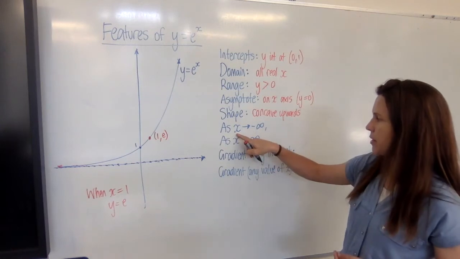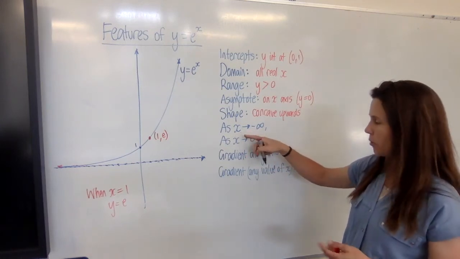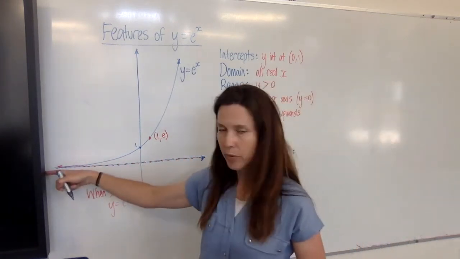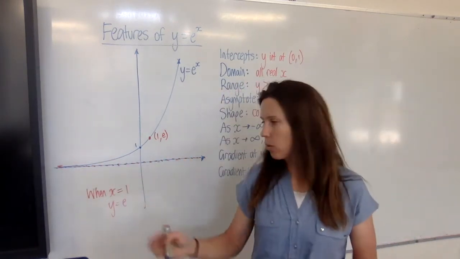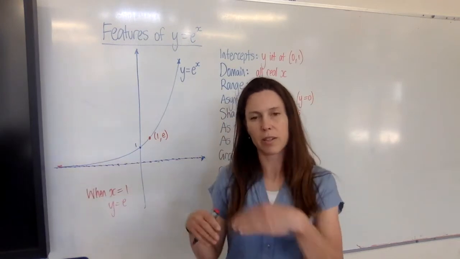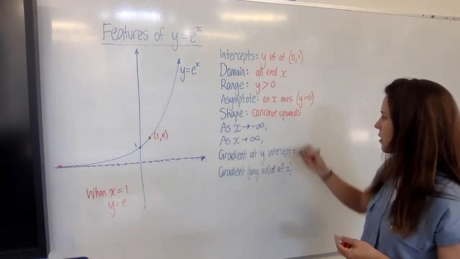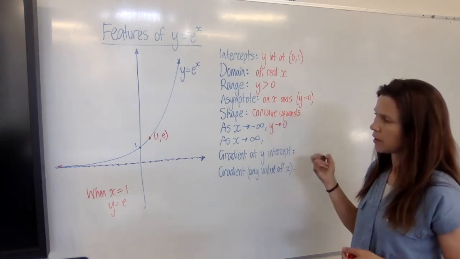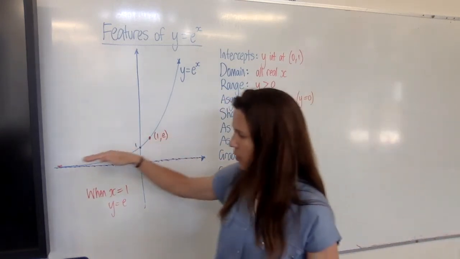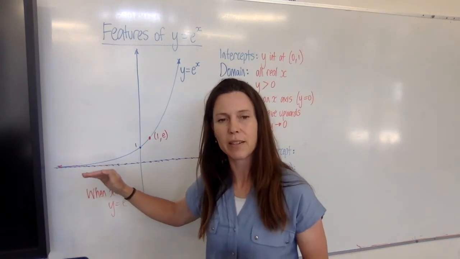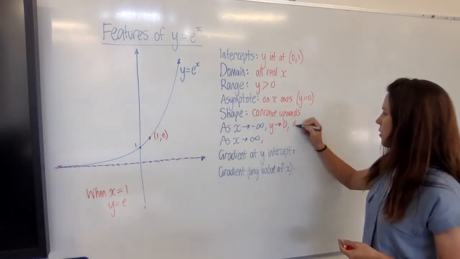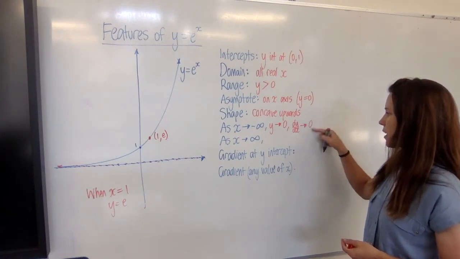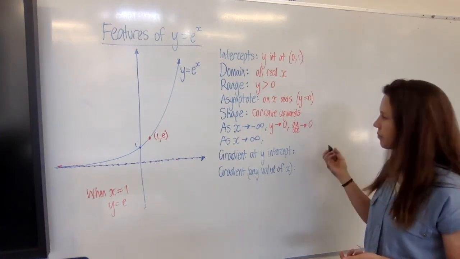Now let's think, what happens as x approaches negative infinity? In other words, as we go this way, what happens to y? Well, it gets smaller and smaller, it gets closer and closer to the x-axis, but it never actually touches it. So we could say y approaches 0. And what happens to the gradient? The further down this way we go, it gets flatter and flatter, doesn't it? So we could say also that dy/dx approaches 0 because it's getting closer to a horizontal gradient.